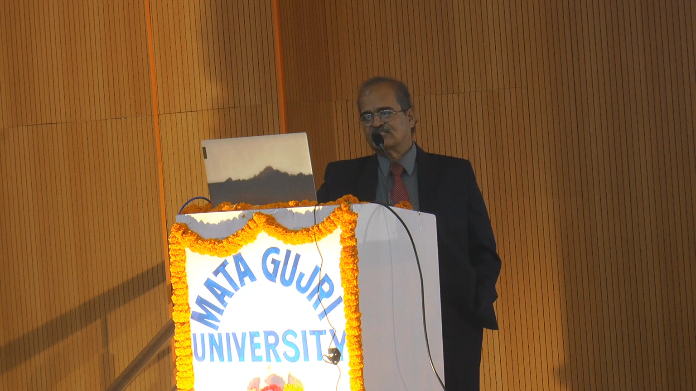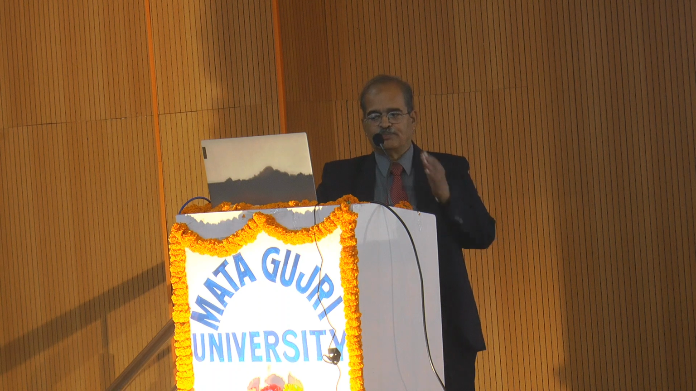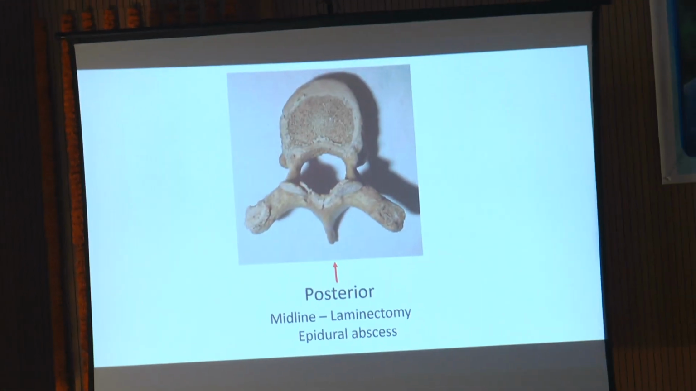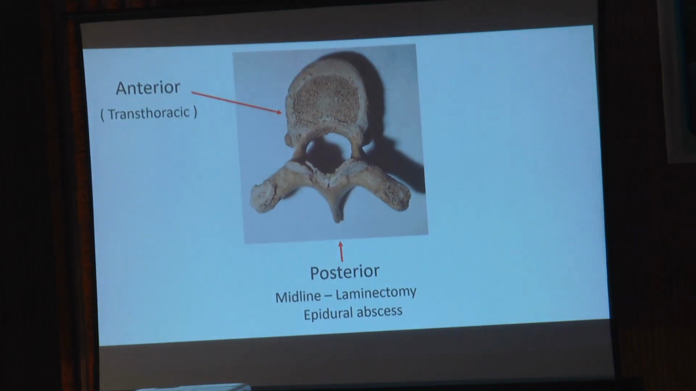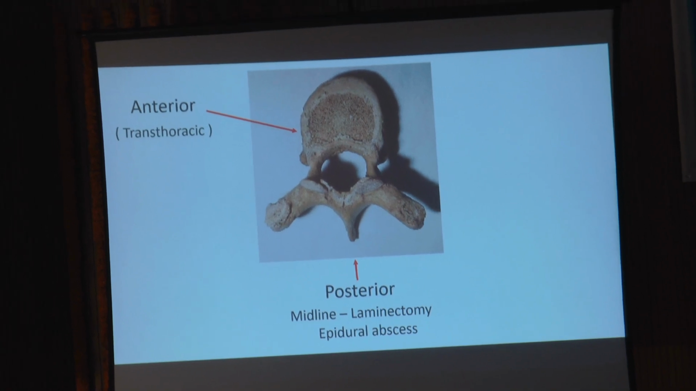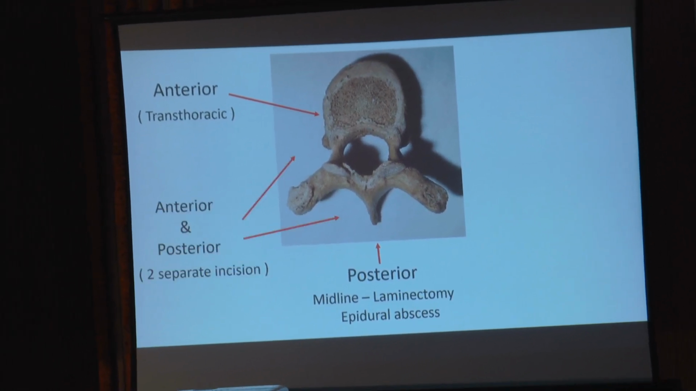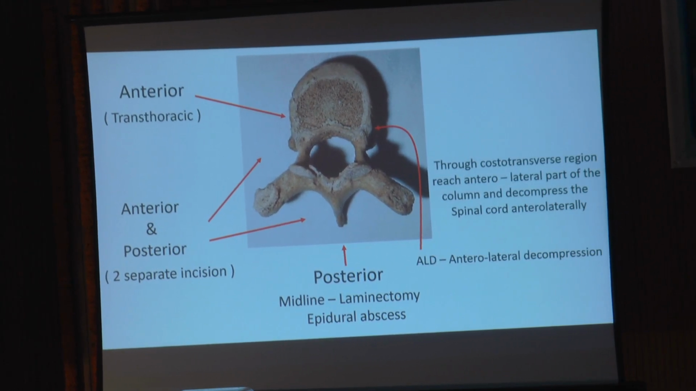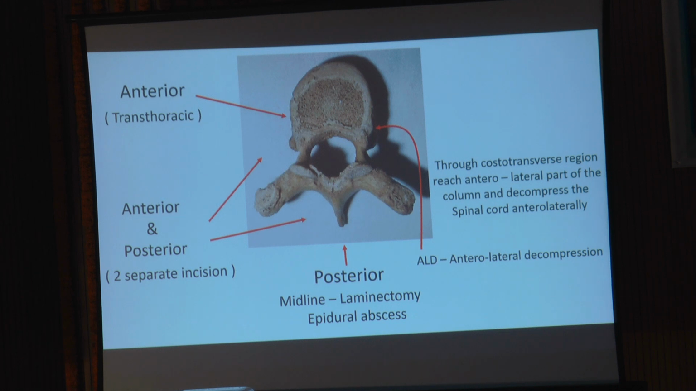Now, this is the axial view of the vertebra. You can go from behind, posterior, through the midline, and do a laminectomy. Laminectomy is only done when there is an epidural mass or epidural abscess, because usually the posterior element is normal in TB. Then you can go anteriorly, transthoracic, between the ribs into the chest. You can do anterior and posterior with two separate incisions, or sometimes with a single incision. And this is ALD, the anterolateral decompression. This was very common in the past. People used to do ALD in all cases.